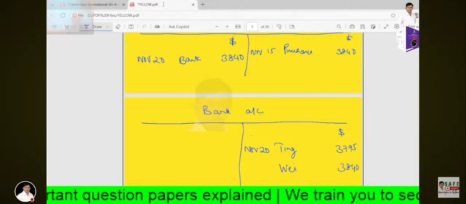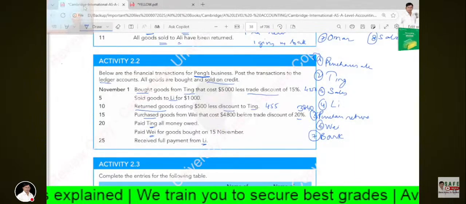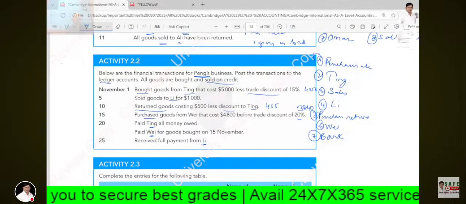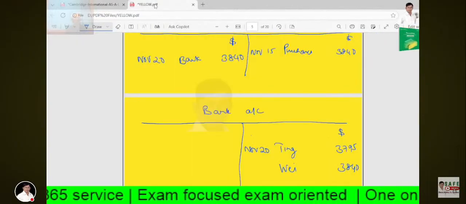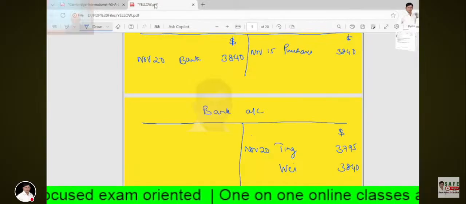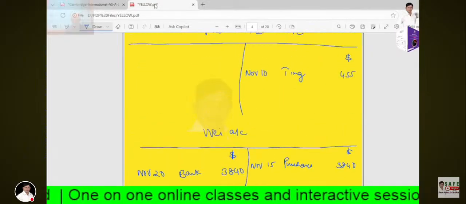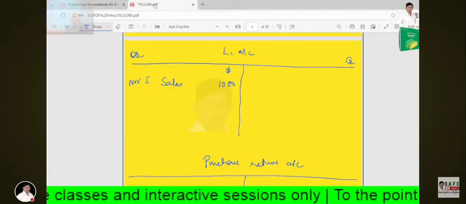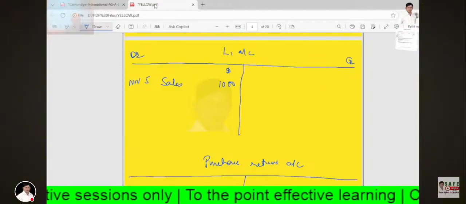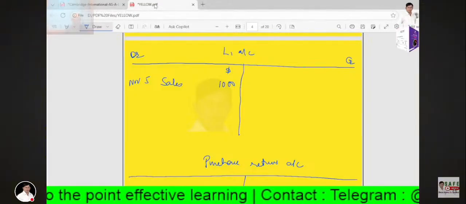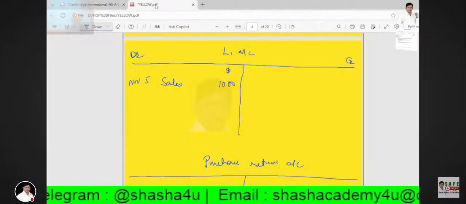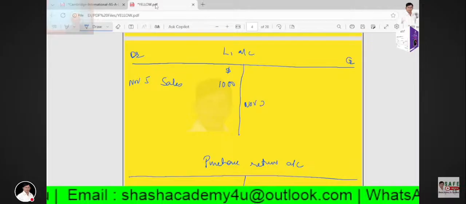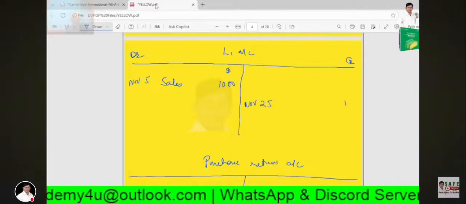Next, received full payment from Lee. So let us see how much we have to receive from Lee. We have to receive 1000 from Lee. What date did we receive it? We have received on November 25th. We have received 1000.